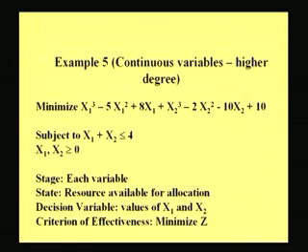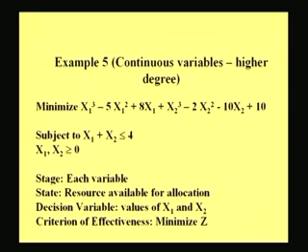constraint. The objective function is to minimize z equal to x1 cubed minus 5x1 square plus 8x1 plus x2 cubed minus 2x2 square minus 10x2 plus 10, subject to x1 plus x2 less than or equal to 4, x1 x2 continuous and greater than or equal to 0. As usual, we define the stage, state, decision variable and criterion of effectiveness.